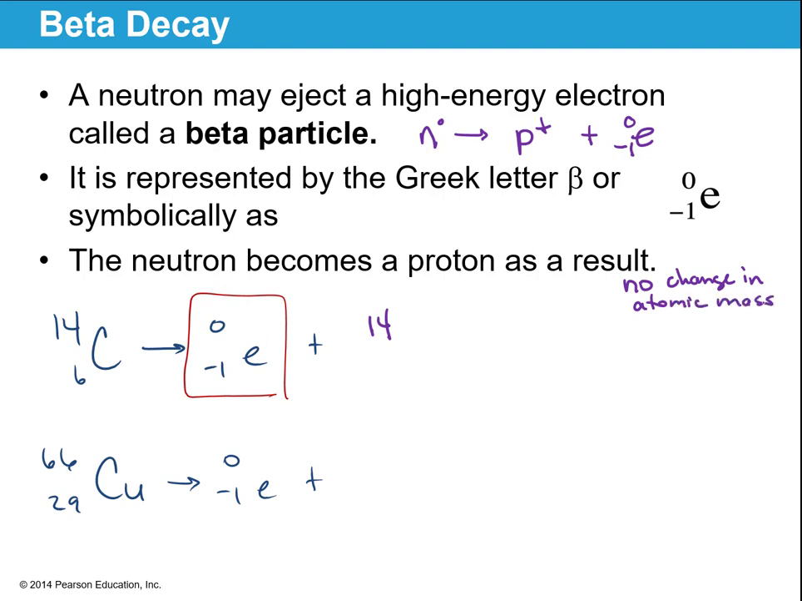But now what happens to atomic number? The neutron becomes a proton, so the atomic number goes up by 1. Instead of a 6, now it becomes a 7. And so is it carbon? What is it? Nitrogen. Look on the periodic table, see atomic number 7.